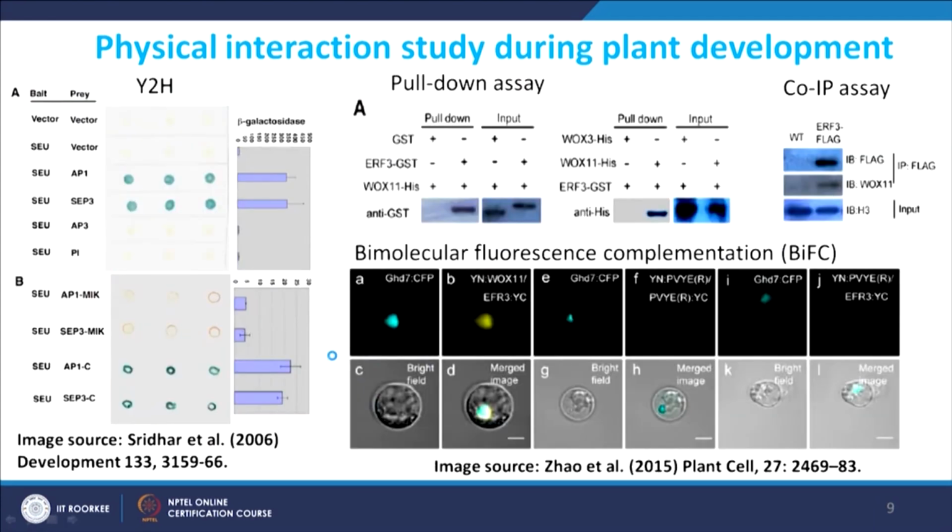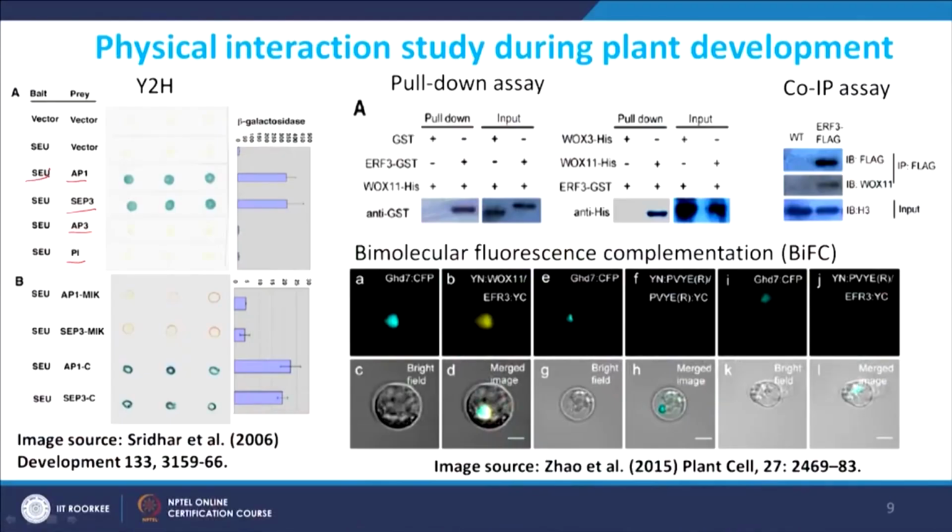So, here are a few examples of this protein-protein interaction. For example, if you look at AP1 and SEP3, AP3, PI, you will study in the next class. They are very important genes which are regulating floral organ development in Arabidopsis. And SVP, this is another gene which is important, and here what they have tried to check is whether SVP is interacting with these ABC genes or not, and this has been done by the yeast two hybrid.